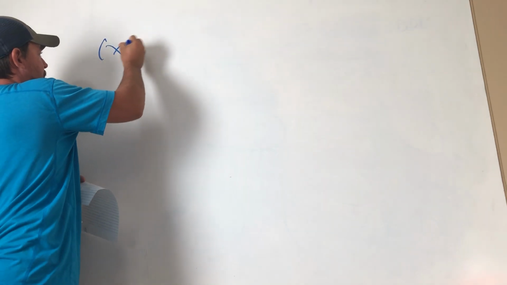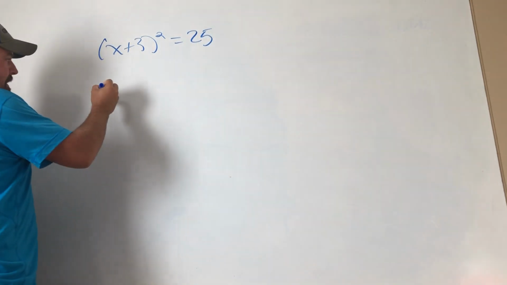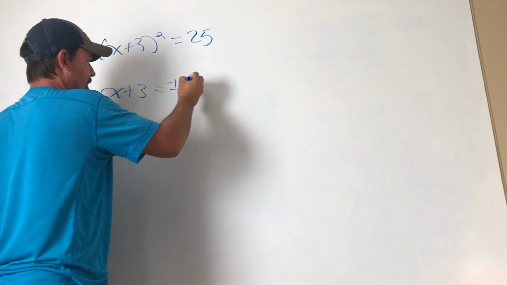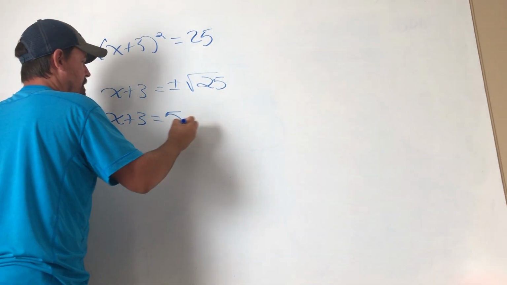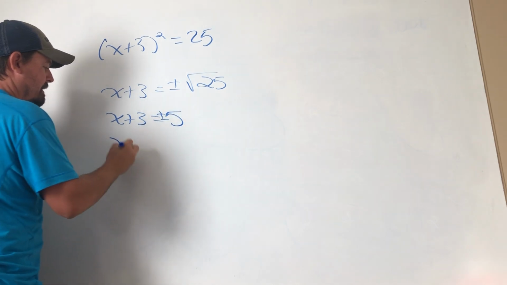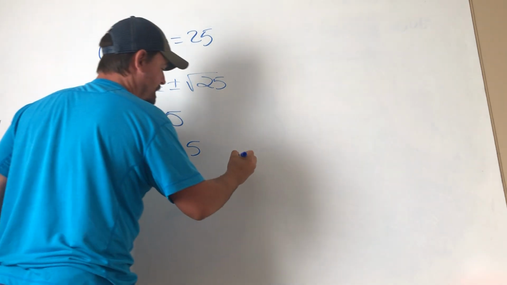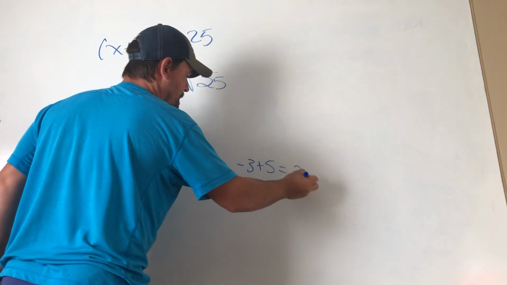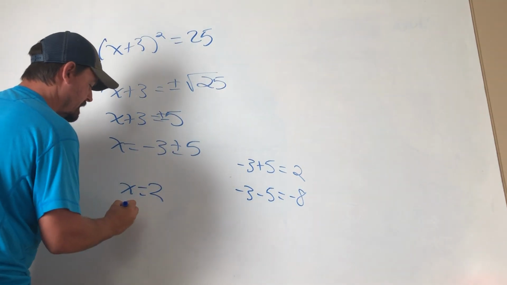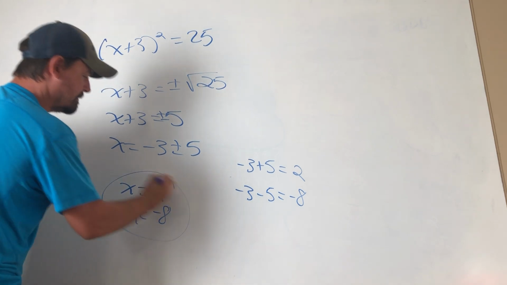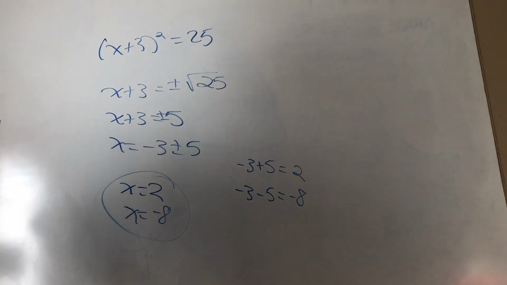The next one, x plus 3 squared equals 25. Same thing. x plus 3 equals plus or minus the square root of 25. Square root of 25 is 5. So I get plus or minus 5. x equals negative 3 plus or minus 5. So that gives us two answers here. Negative 3 plus 5, which gives us a 2. Negative 3 minus 5, which gives us a negative 8. So x equals 2, and x equals negative 8. And we're done. Like I said, don't make it any harder than it has to be.